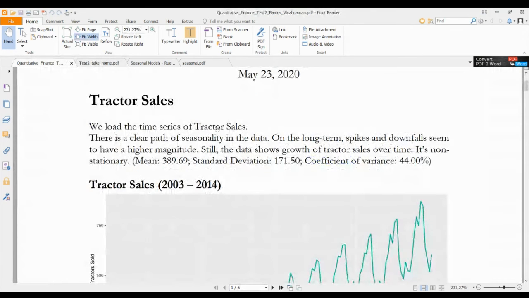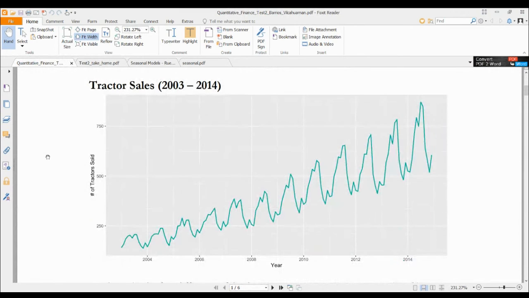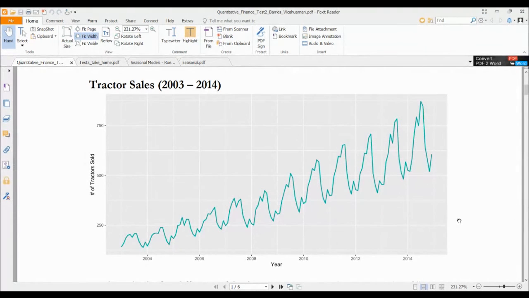So, one of the works that they presented last term. This is how the tractor sales data looked. What can you guys tell me about the tractor sales data? Growing. That's good for the business, right? What else?